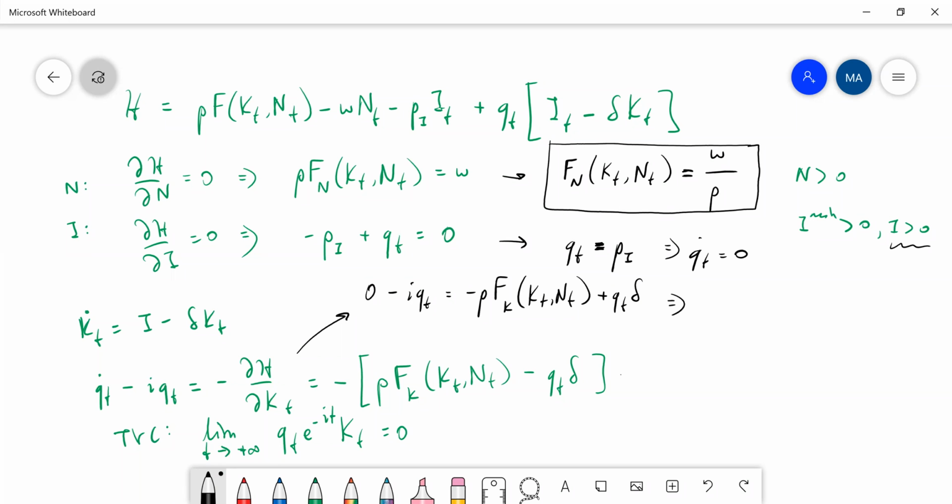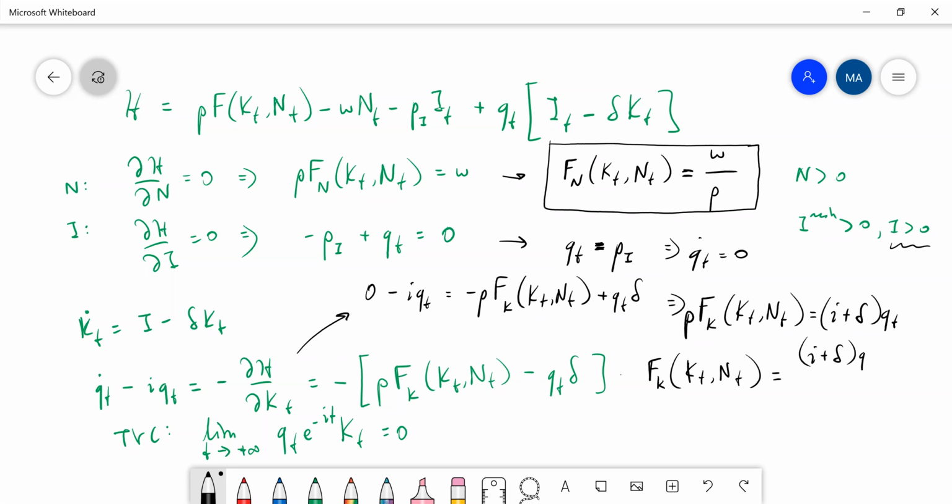So this equation solves you what? This equation, first of all, tells you F_k(K_t, n_t), right, so P times F_k(K_t, n_t) will be equal to what? (i plus delta) Q_t. Is that correct? Yes. So the marginal productivity of capital will be such that, here, eventually, if you replace the shadow price, you will obtain the user cost of capital. Okay? This is called the user cost of capital.